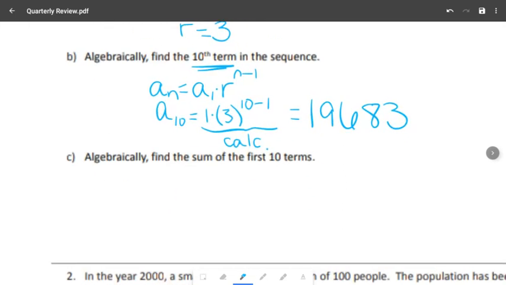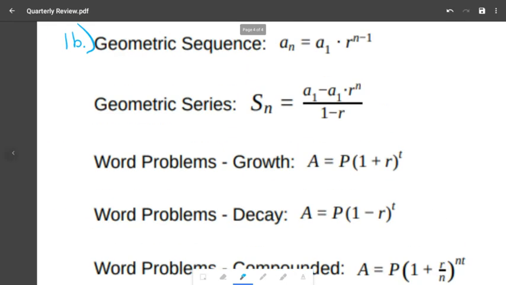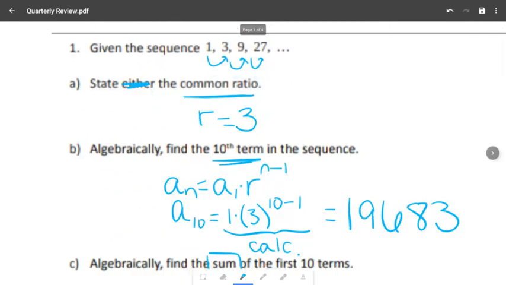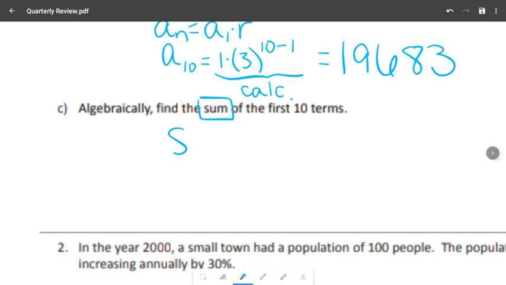Part C, algebraically find the sum of the first 10 terms. So now we're going to add up all 10 terms. That also has its own formula. That is what we call a geometric series. It means a sum. So here is the formula we are going to use. S_N equals A_1 minus A_1 times R to the N power, over 1 minus R.